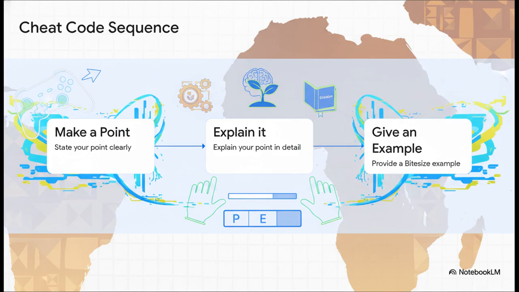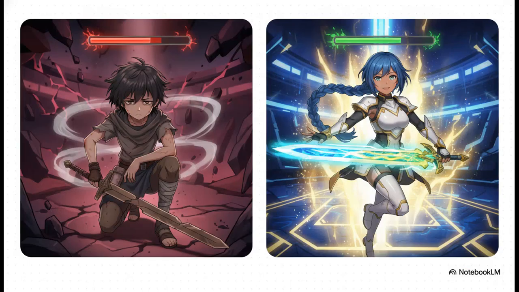To secure those 6 marks, you absolutely need to rely on the PEE structure. Number 1, make your point. 2, explain it clearly. And 3, give an example. Literally every single time you strike the paper, you use this combo. Point, explain, example. It's exactly how the bite-sized guides are structured to help you learn, and it's exactly what the examiners are looking for.